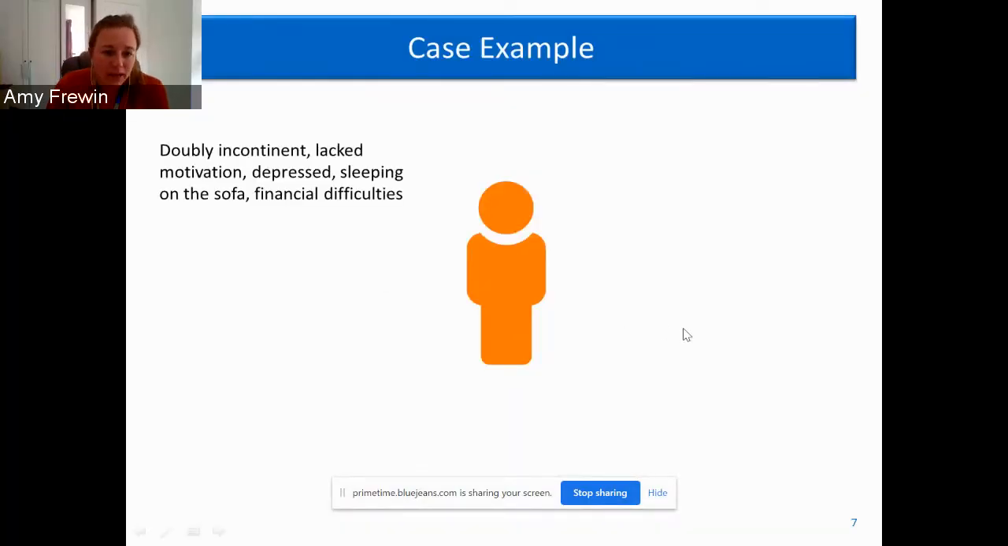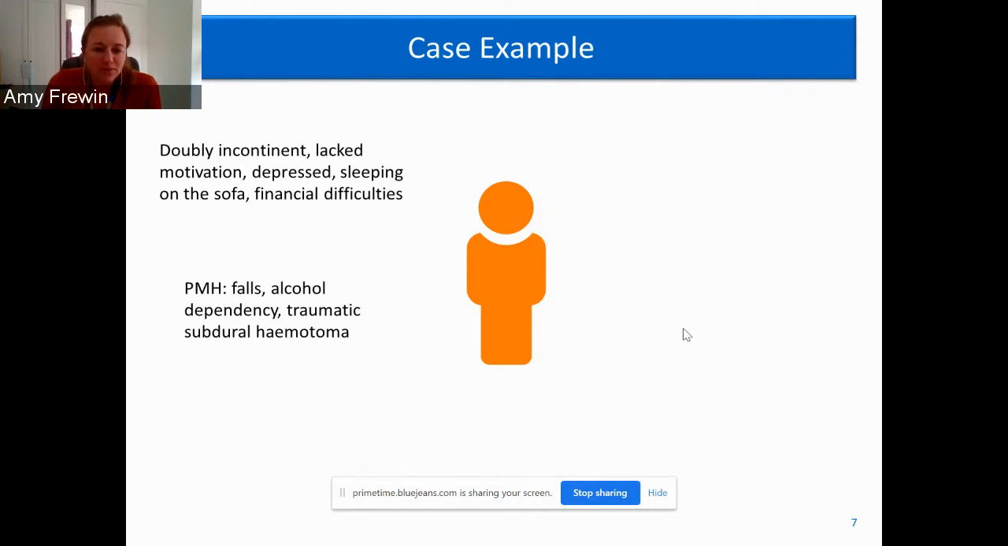We had a lady who was doubly incontinent, appeared to be lacking motivation, depressed, sleeping on the sofa, and it was known that she had financial difficulties. All of these areas seemed to be exacerbated due to the pandemic and appeared to be social in nature. In terms of her past medical history, she had been experiencing falls, she had alcohol dependency, and we knew that she had a traumatic subdural hematoma.